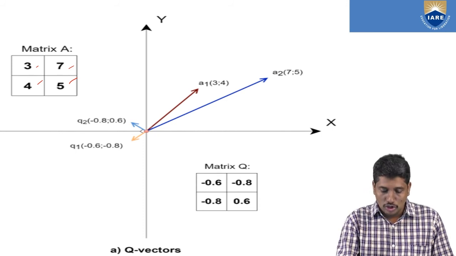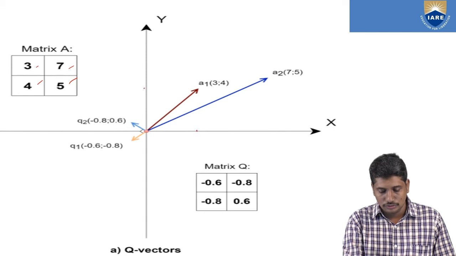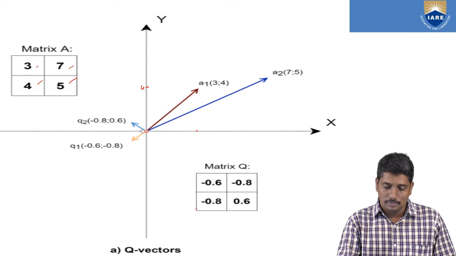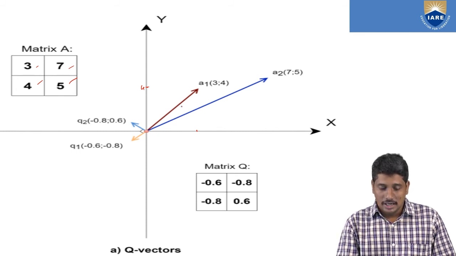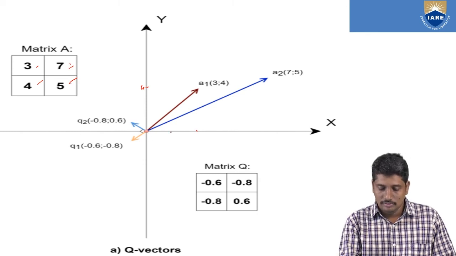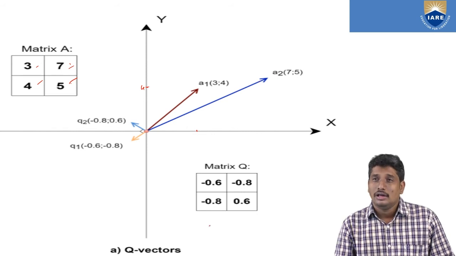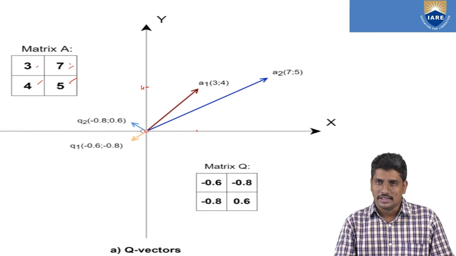Now, if you draw the vector 3 and 4, this is 3, this is 4. When you plot this vector on an XY plane, you will see the red colored line like this. And if you plot the second column 7, 5 on an XY plane, you will see this blue line. So both vectors are plotted on an XY plane like this.